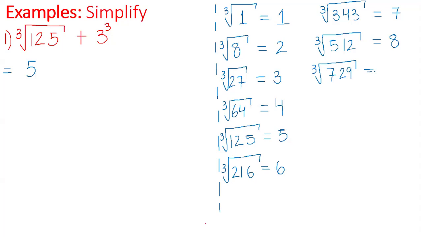Is 9. Why? 9 times 9 times 9. Very good. 9 times 9 times 9 is, 10 is 1,000. And the cube root of 1,000 is 10. Why? Because 10 times 10 times 10 is 1,000. Very good. All right.